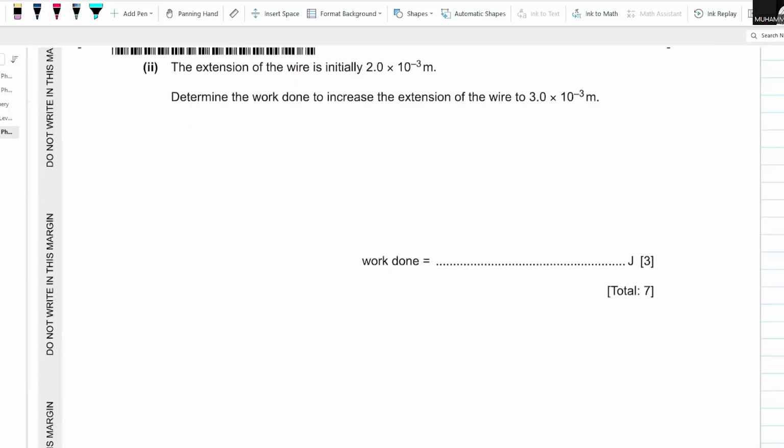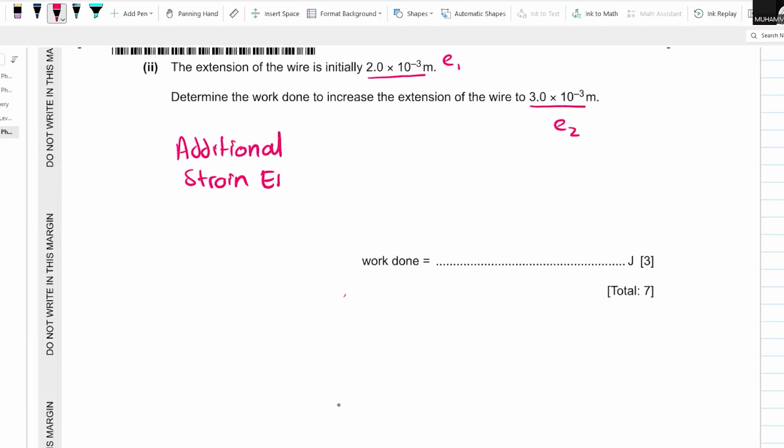Let's further move ahead. The extension of the wire is initially this. Let's say this is E1. Determine the work done to increase the extension to this value. Okay, so you have an initial extension, and you have to increase the value of extension. Which formula are we going to apply? We will apply the formula of additional strain energy. I have already taught you guys the additional strain energy formula.